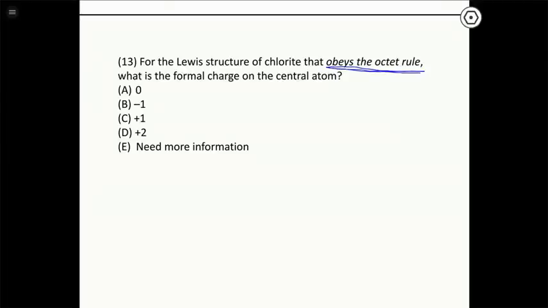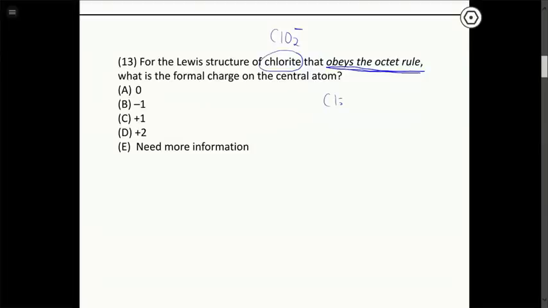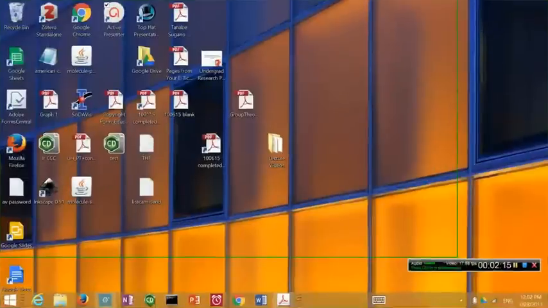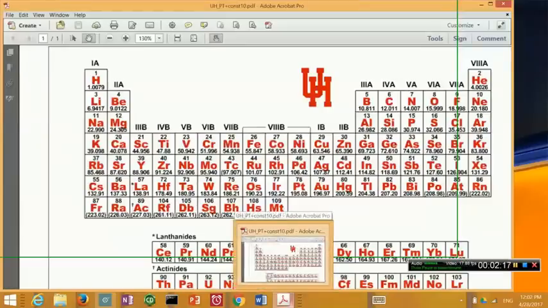So let's go through the steps for drawing a Lewis structure. We have to know the formula of the ion that we're talking about. So chlorite is ClO2 minus. Review the polyatomics if you've forgotten any of them. Then we have to count electrons. Just remember, the number of valence electrons comes from the position on the periodic table. So we have chlorine and 2 oxygens. Chlorine is in group 7, so it has 7 valence electrons. Oxygen is in group 6, so each oxygen contributes 6.